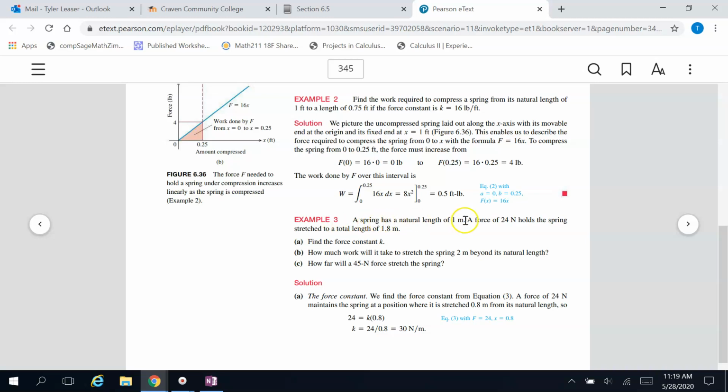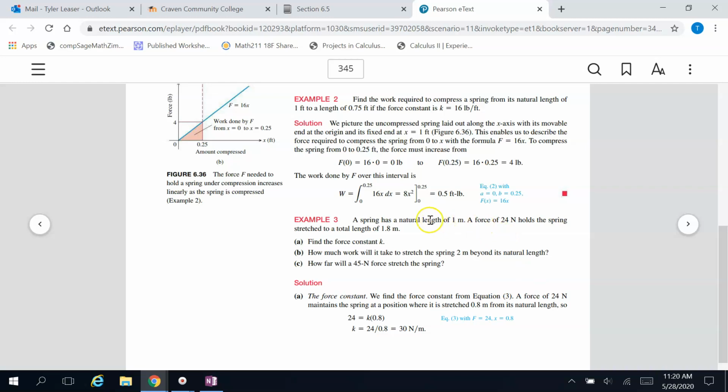So a spring has a natural length of 1 meter. A force of 24 newtons holds the spring stretched to a total length of 1.8 meters. A, first, find the force constant k. B, how much work will it take to stretch the spring 2 meters beyond its natural length? And then C, how far will a 45 Newton force stretch the spring?